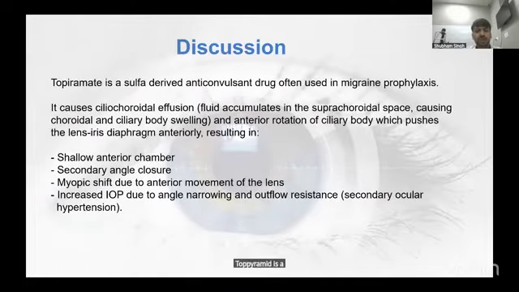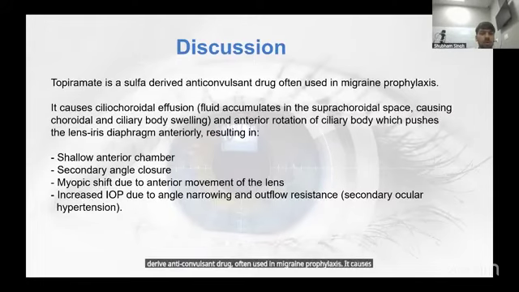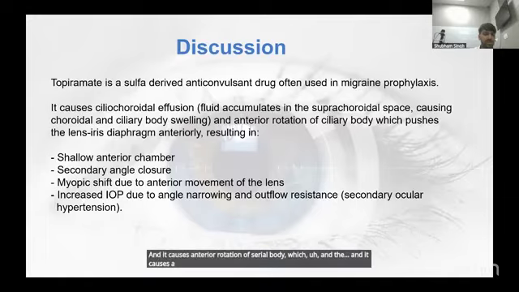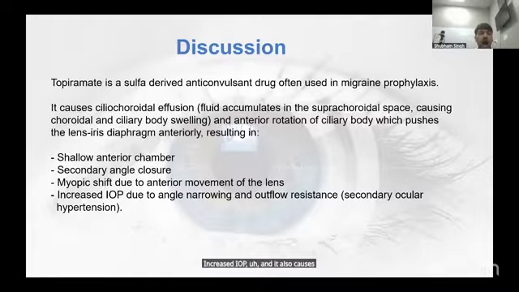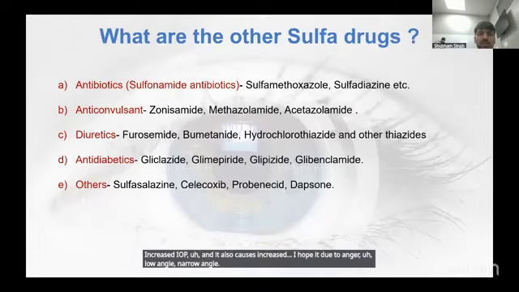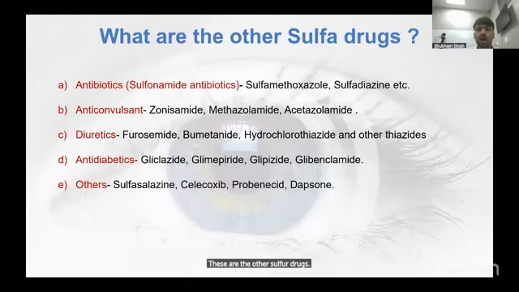Topiramate is a sulfa-derived anticonvulsant drug often used in migraine prophylaxis. It causes ciliochoroidal effusion. Fluid accumulates in the suprachoroidal space, and it causes anterior rotation of the ciliary body, which causes a shallow anterior chamber, secondary angle closure, myopic shift due to anterior movement of the lens, and increased IOP due to the narrow angle. These are the other sulfa drugs which also fall within the sulfa-derived drugs.